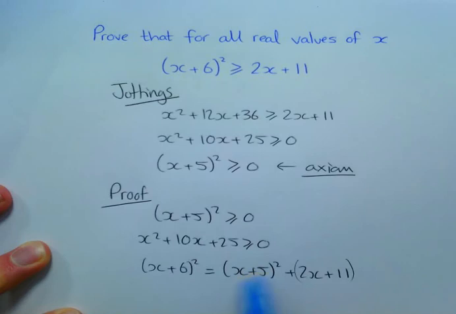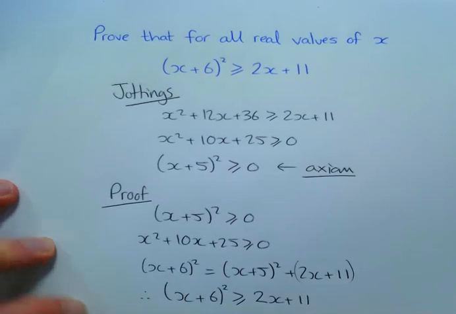But if x is not minus 5, it's going to be positive because it's being squared. So that plus something must equal this. So therefore, it must also be more than this. So therefore, we can say x plus 6 all squared must be bigger than or equal to 2x plus 11, because we're adding something on to 2x plus 11 to get this value. So that's a bit of a more interesting one to look at.